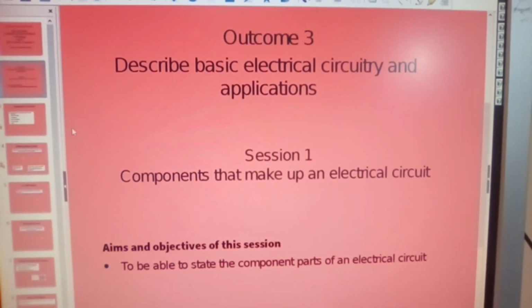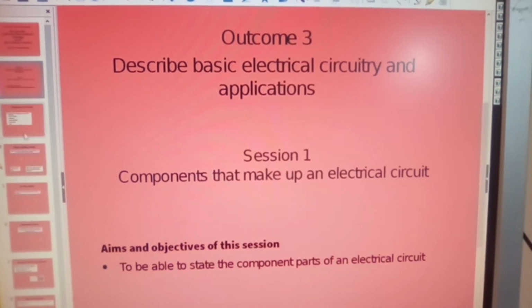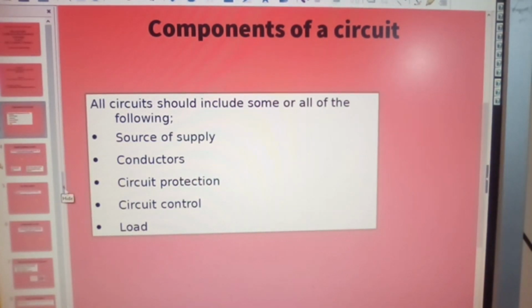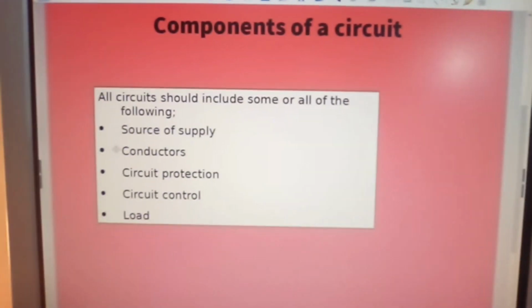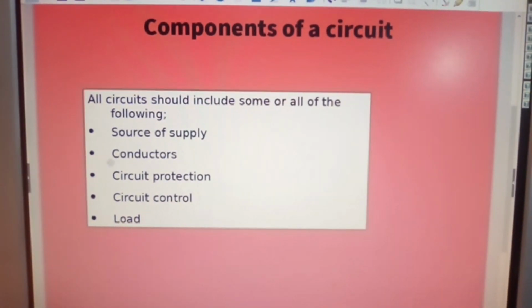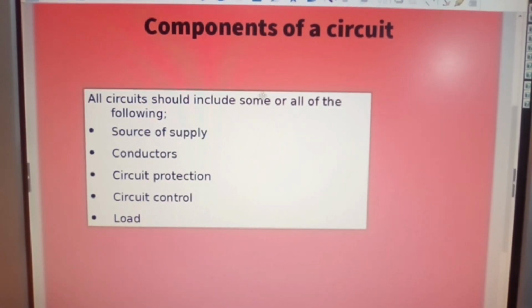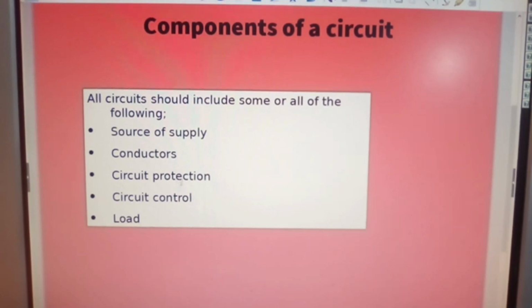Components that make up an electrical circuit, okay? The aims and objectives of this session are to be able to state the component parts of an electrical circuit. And here are our component parts of an electrical circuit. All circuits should include some or all of the following: source of supply, conductors, circuit protection, circuit control, load.